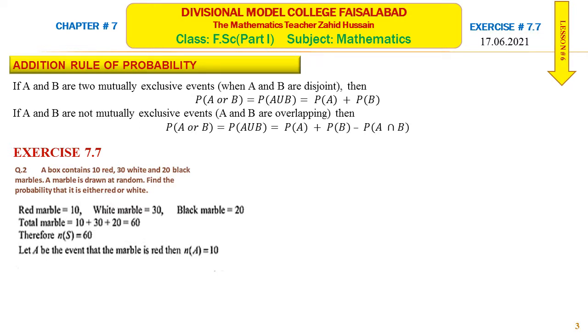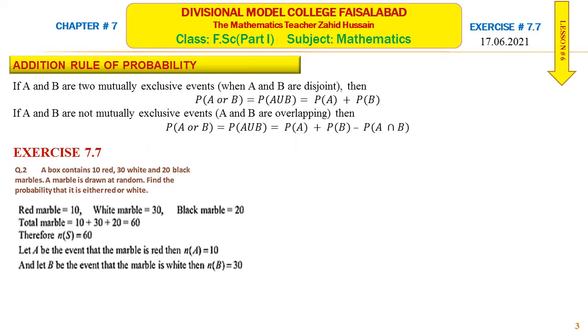So let A be the event that the marble is red. Then the number of elements of event A is equal to 10, because there are 10 red marbles in the box. And the second event is the one in which there are white marbles. Let this event be B.